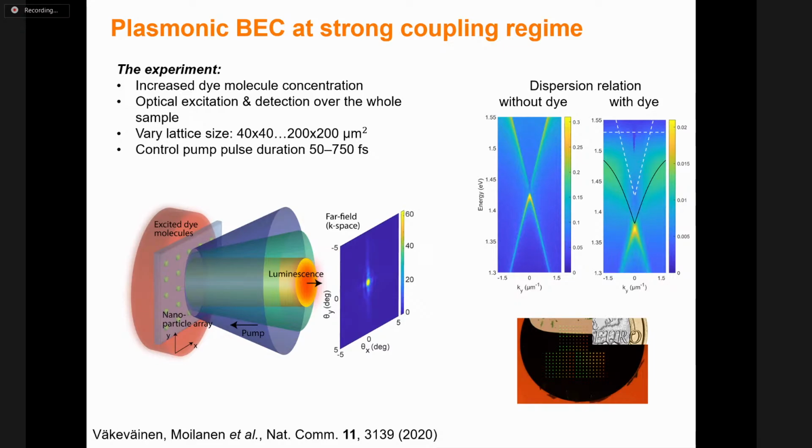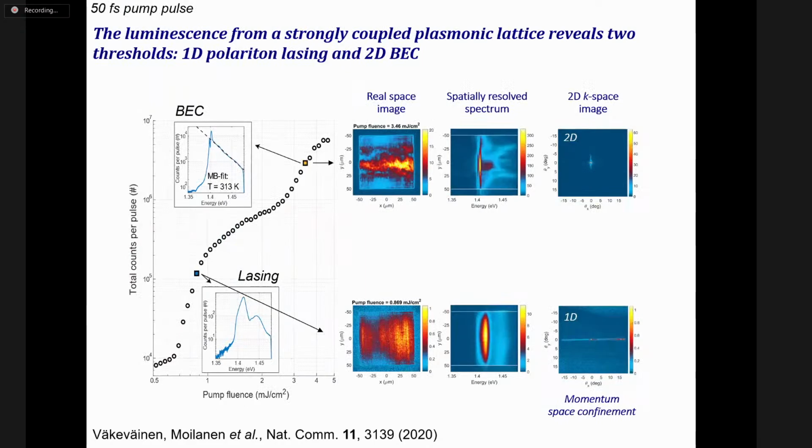And in these experiments, we varied the lattice size and also the pump pulse duration in order to probe the dynamics of the thermalization. So if we look at the light in, light out curve, or the threshold curve, here on the left, we found actually two thresholds that occur consecutively when we increase the pump fluence. And in the first threshold, the system shows signatures of polariton lasing. It's a rather large line width in these experiments, but it still shows the signatures of lasing.